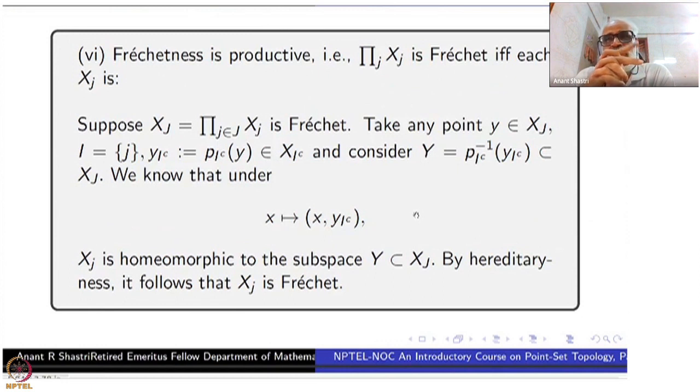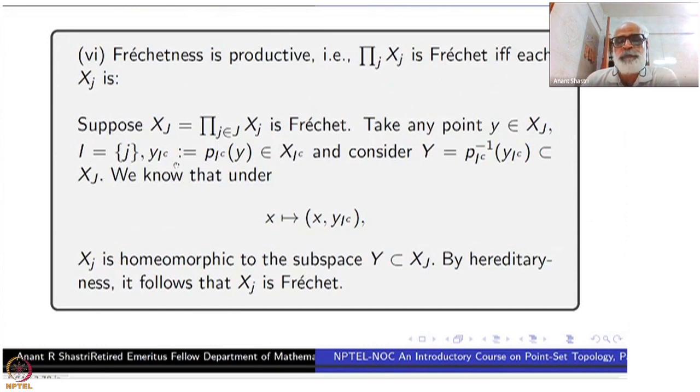That is a subspace. Since I am assuming X cross Y is Fréchet, this subspace will be also Fréchet. But X cross little y is homeomorphic to X. It's a copy of X under the map X going to X comma y. So X is Fréchet. Similarly, Y is Fréchet. Argument is similar. This is the case in the infinite case also, but you have to write it down carefully. Every factor Xj can be thought of as a coordinate subspace, just like X going to X comma y. Okay, so that is what I have done here.